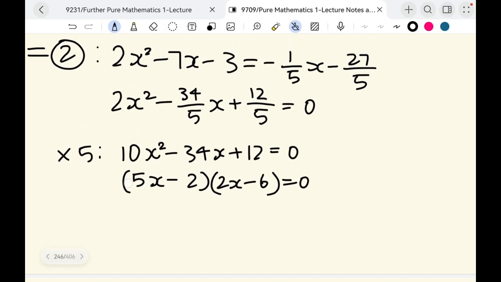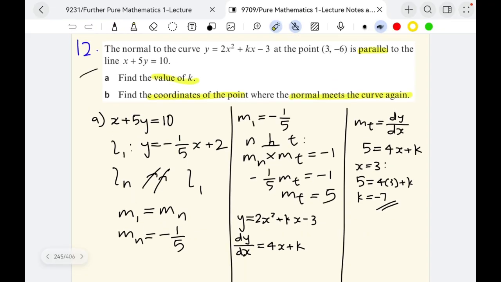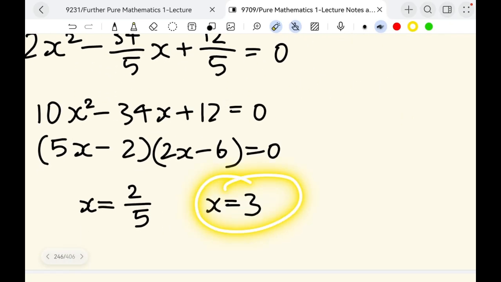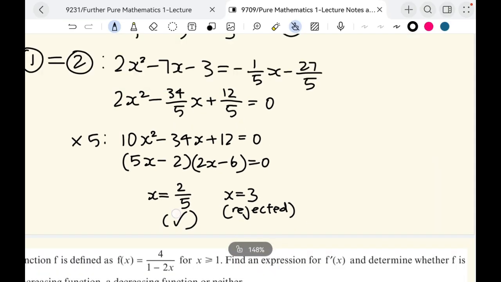So obtain the x value over here, which you will get x equals 2 over 5 and 3. However, the question above asks for the coordinates of the point. So the point refers to the next point. This point is (3, -6). So what you can see over here, one of the x coordinates is equal to 3, which means that x equals 3 has to be rejected. We only take the x coordinate of 2 over 5.